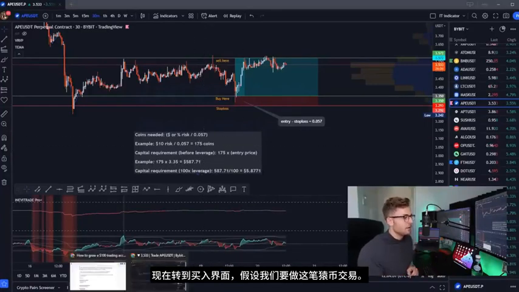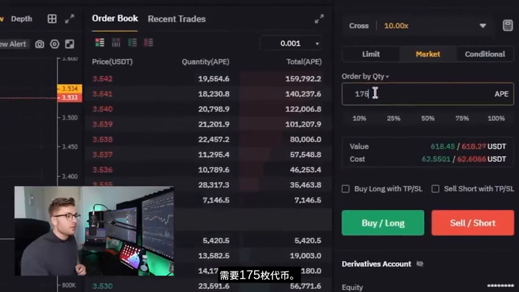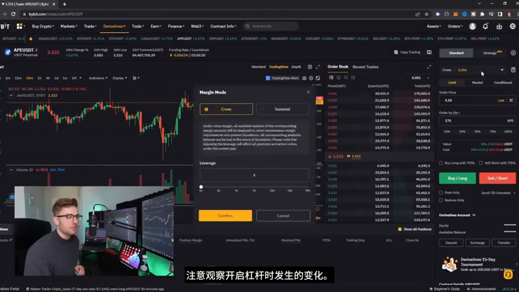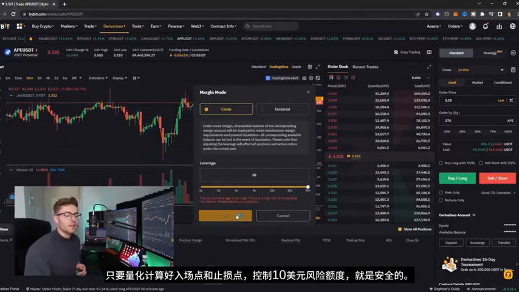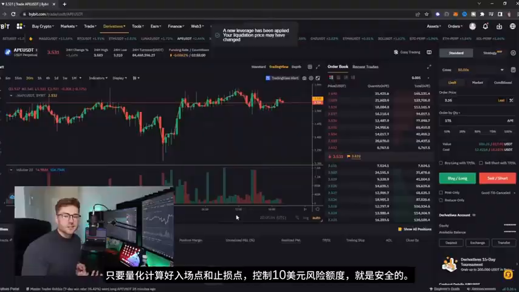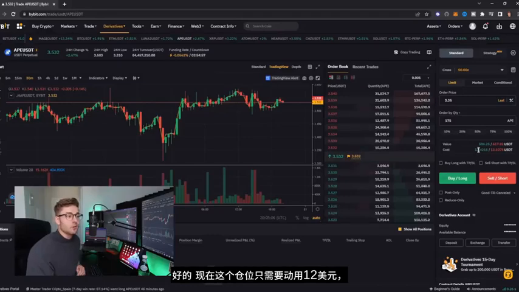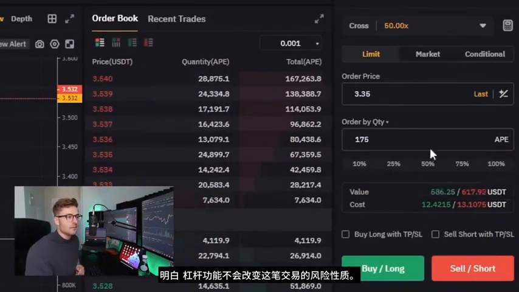Okay, so let's go over to Bybit here. Let's say we want to take this ape trade here. Okay, we need 175 coins. We can see right here, our capital requirement for this position is $586. Now watch what happens when we open up our leverage. Okay, and you're gonna get this warning that the liquidation is high. Okay, as long as you're quantifying your entry and your exit and you're risking that $10, you are safe and you're doing the right thing. Okay, so now the only thing that we need to use for this position is $12, which is 12% of our entire account. Okay, so this leverage capability is changing nothing about the risk profile on the trade.